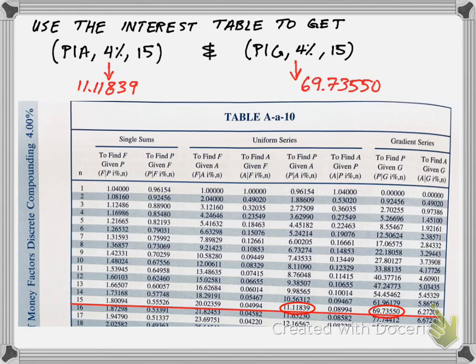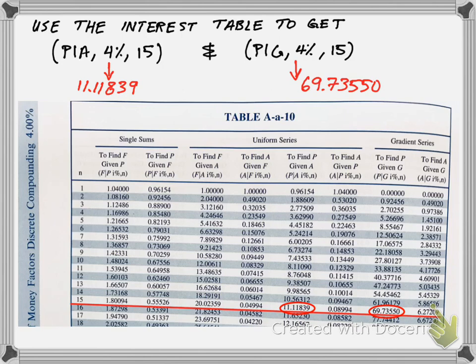For P given A, over 15 years, for these 15 payments, the present worth of them is almost 11. So it's less than 15. Why? Because you're dealing with the time value of money. You happen to have 15 payments of 250, but if you get the equivalent value of all of them right now, it's 11 of them, not 15. And then P given G turns out to be around 69 or 70 as a factor.